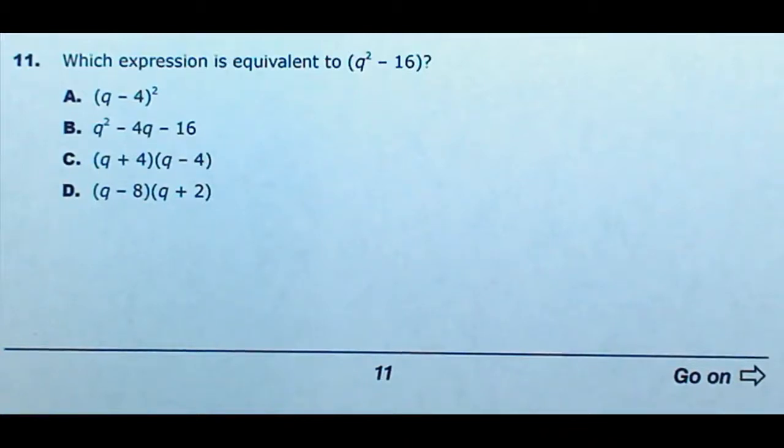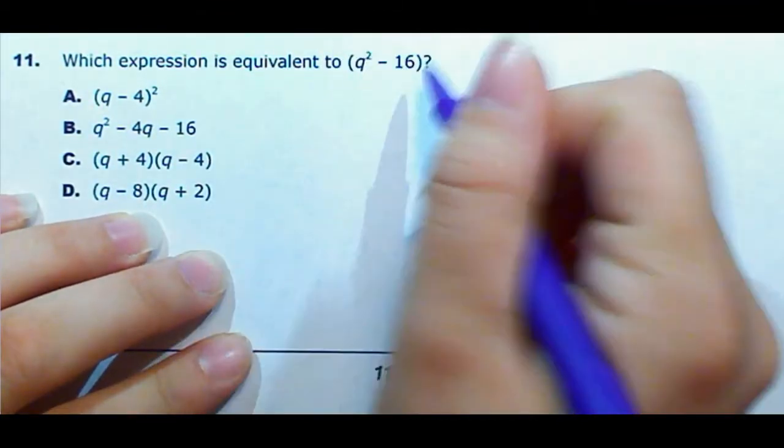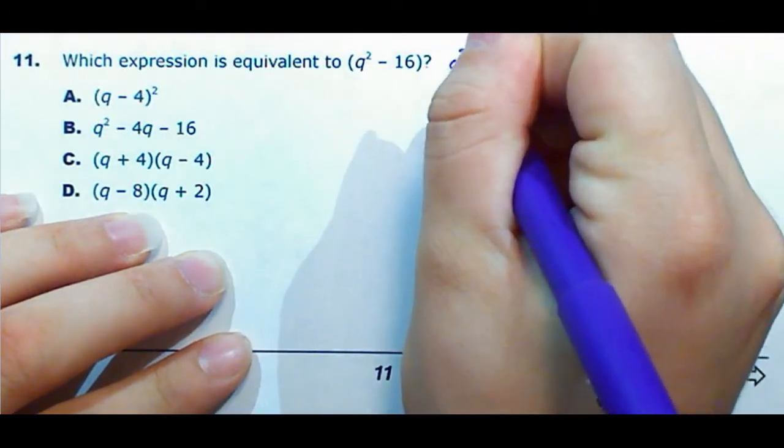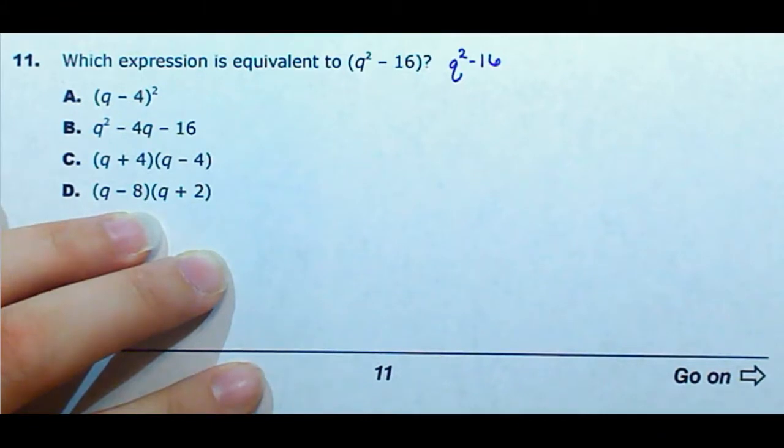Number 11. Which expression is equivalent to q squared minus 16? Now, the first thing you need to realize about this expression is that it doesn't require the parentheses. So q squared minus 16 is the same thing as q squared minus 16 with parentheses.